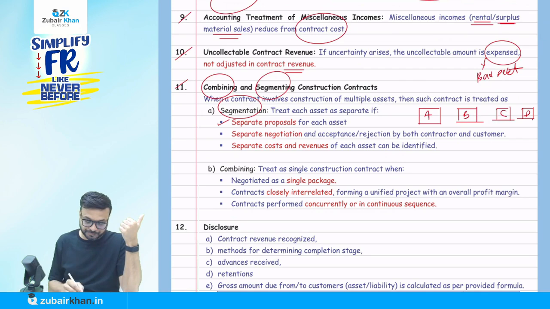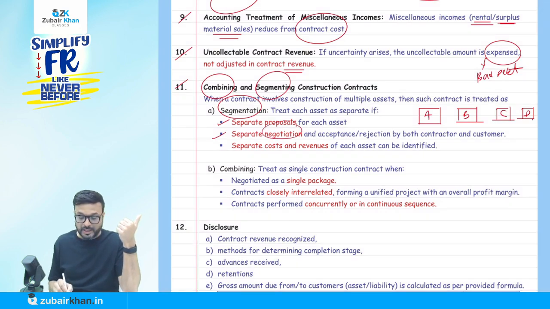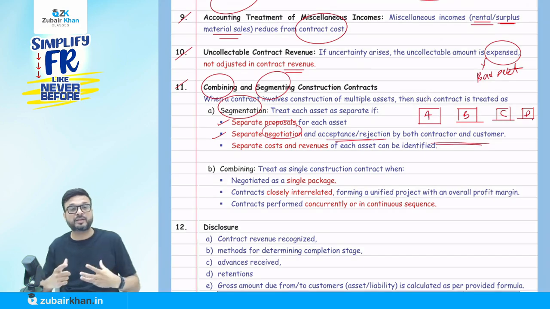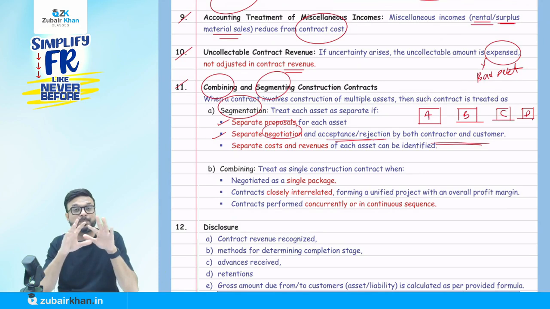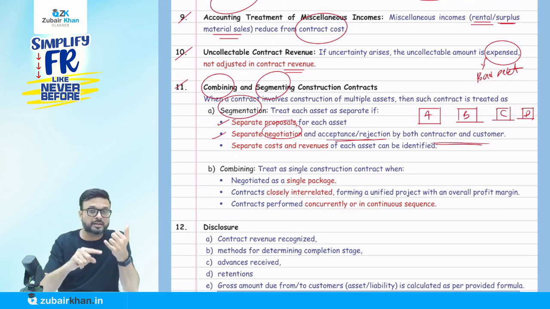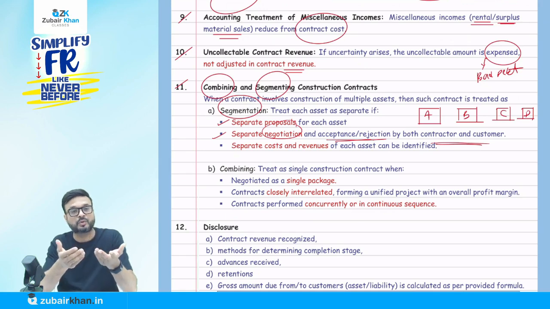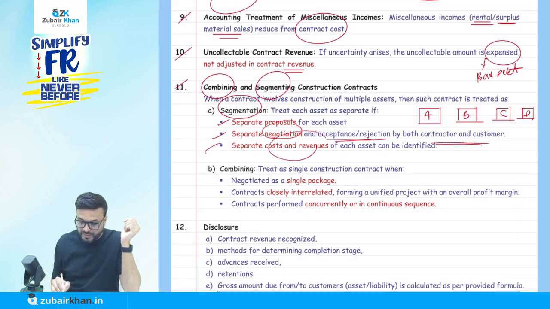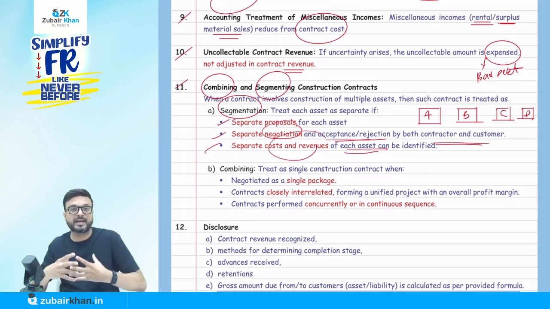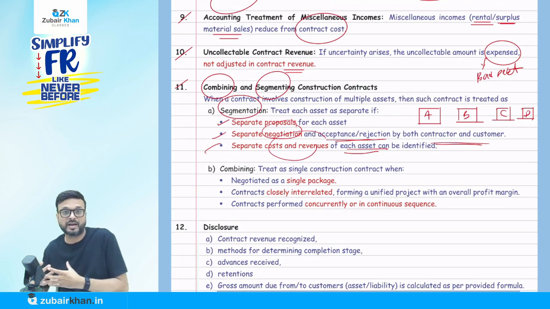Now, the second condition: separate negotiation, and acceptance or rejection by both the contractor and contractee. When I'm negotiating how much the revenue should be for these 4 contracts, it's a separate negotiation for each of them, and both the contractor and contractee have the right either to accept or reject this proposal. And the third: separate cost and revenue of each. I mean to say each petrol pump in my example can be ascertained and identified.